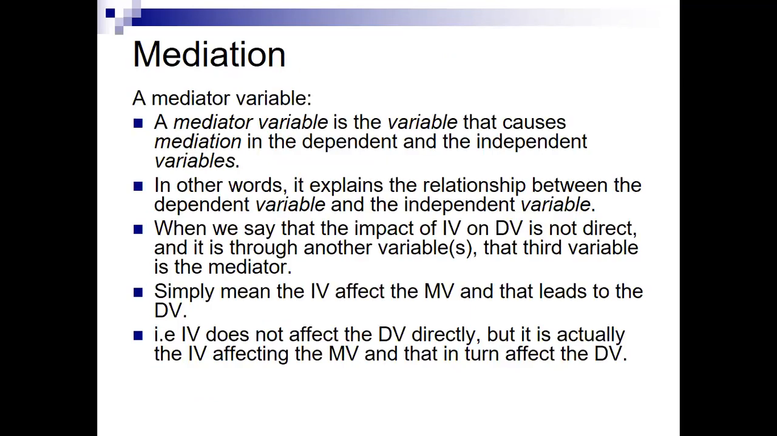Now, talking about mediation, what is a mediator variable? Let's start there properly and go through, okay? So a mediator variable is the variable that causes mediation in the independent and the dependent variable relationship. In other words, it explains the relationship between these two variables. So when we say that the impact of the independent variable on the dependent variable is not direct, and it is through another variable, that third variable is considered to be a mediator.